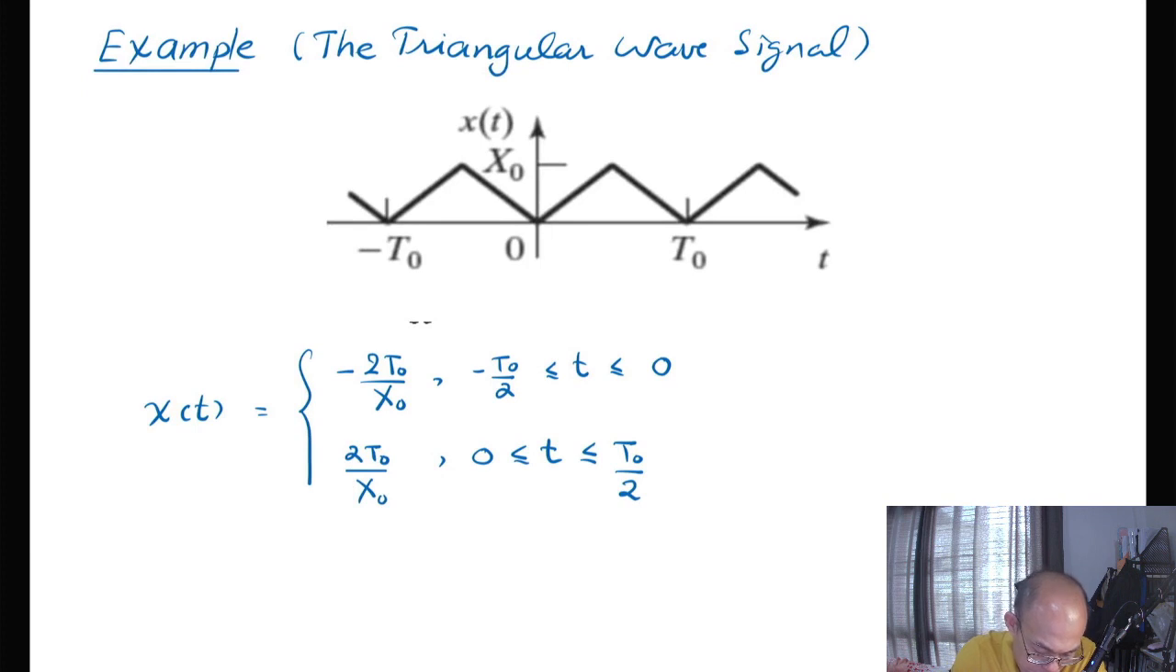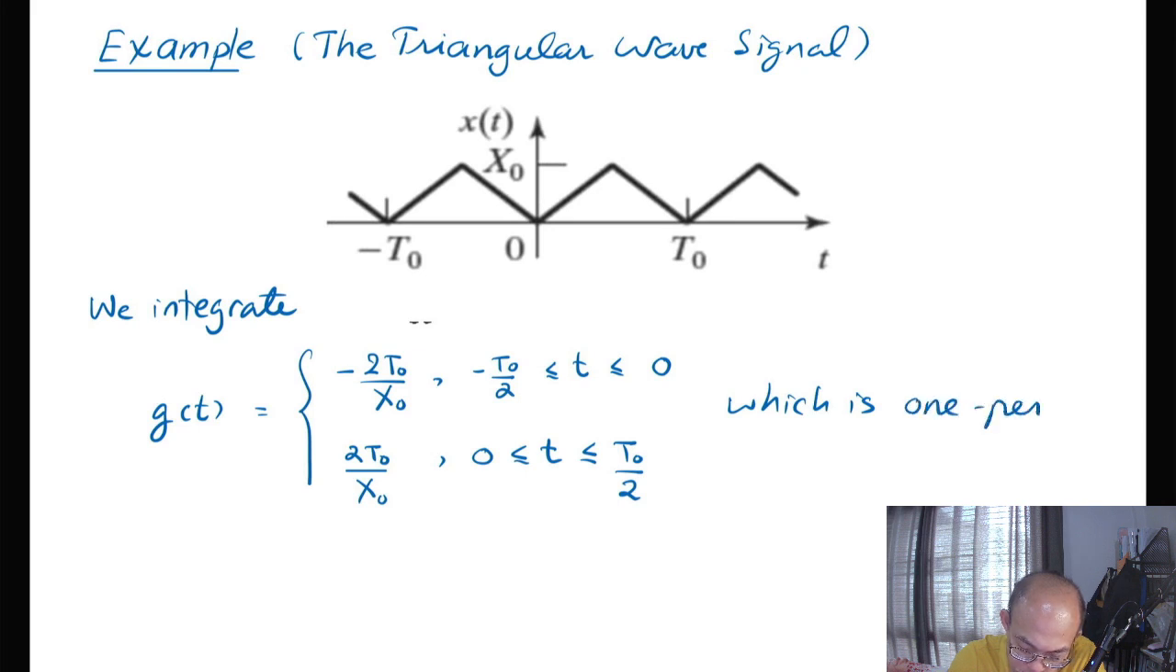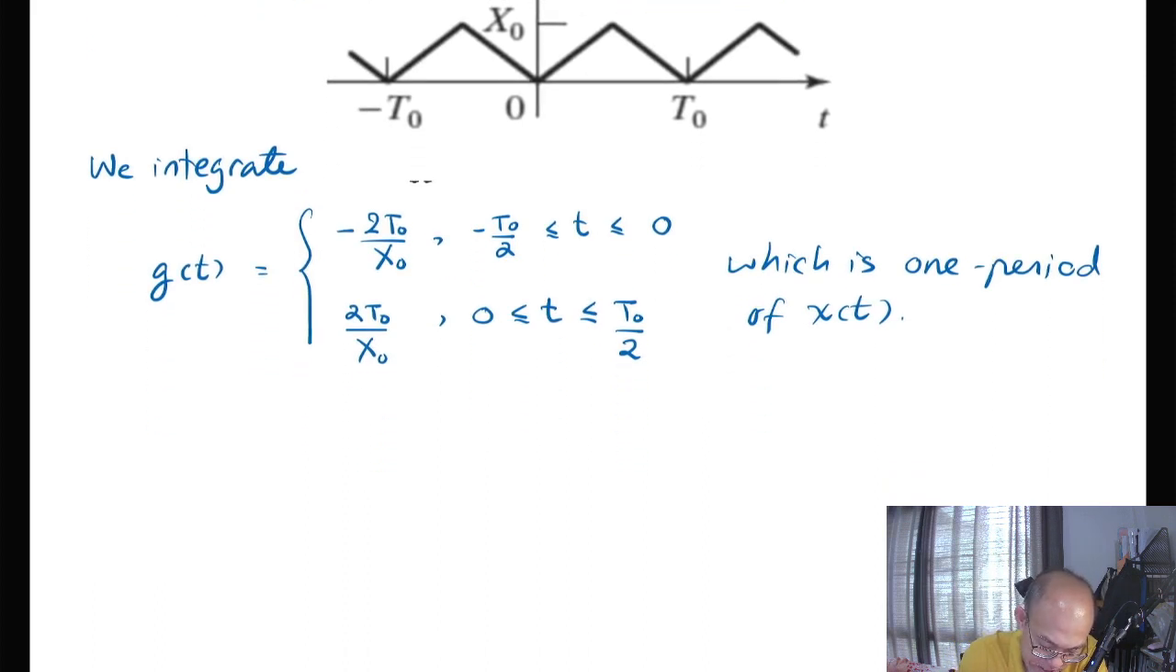Okay, so we have to integrate. We integrate to find ck. We integrate this function. Let's call it g, which is one period of the signal x that we want to find the Fourier series of. To find the Fourier series, we need to find ck. Okay, so let's find ck.